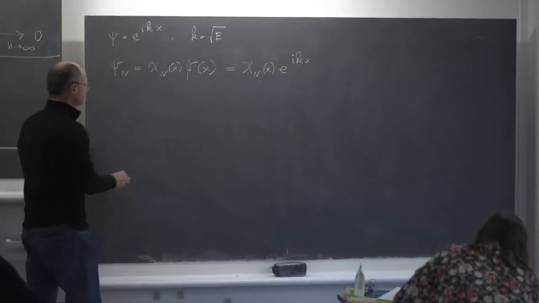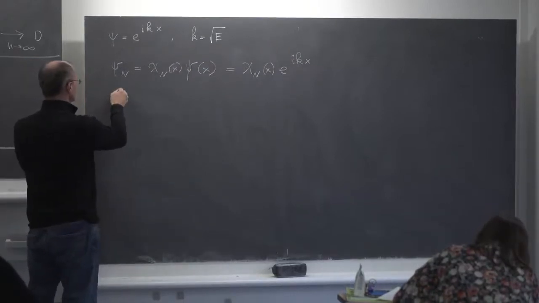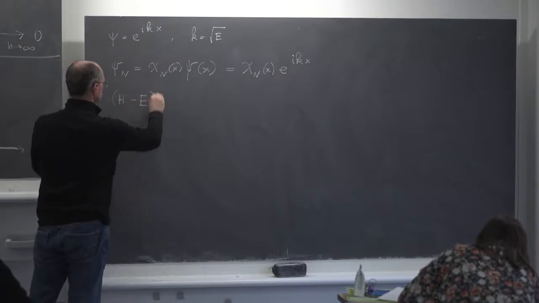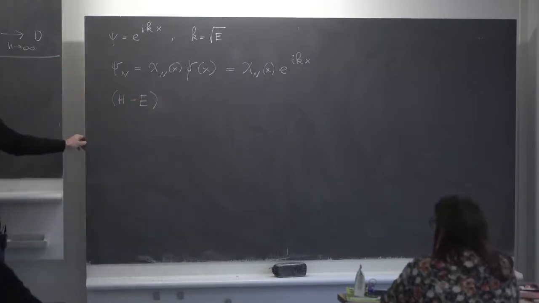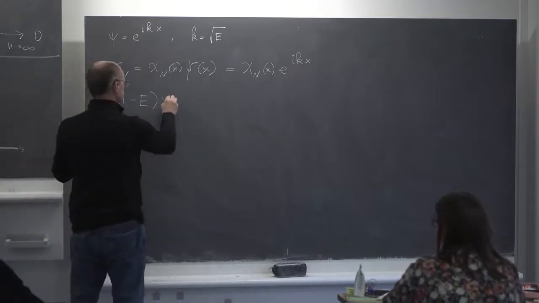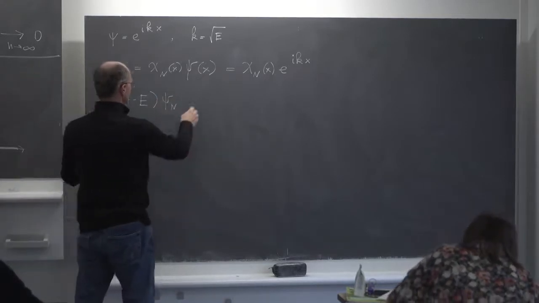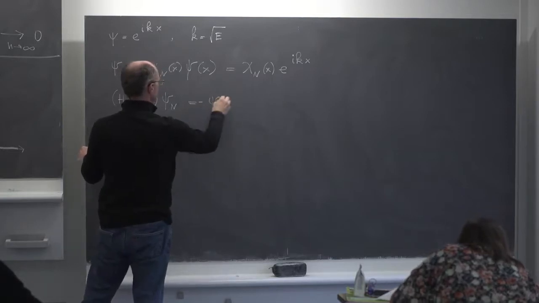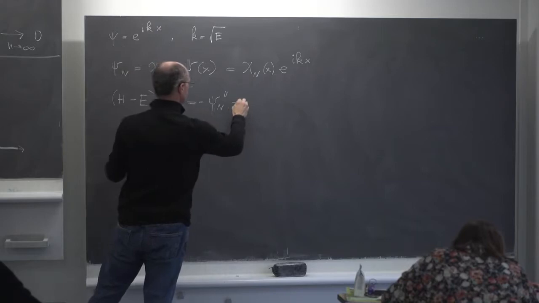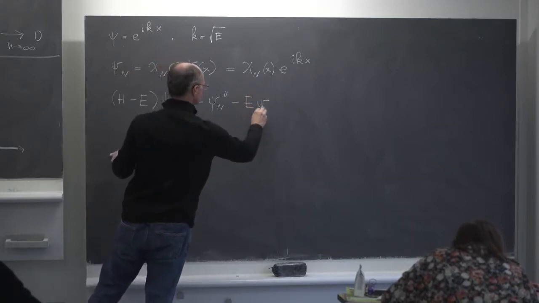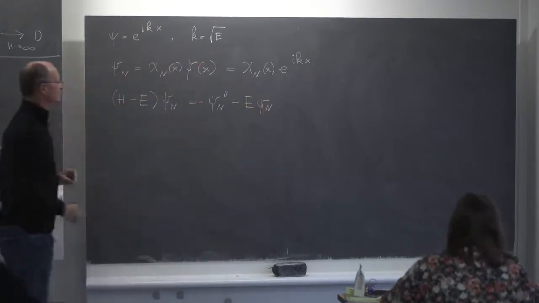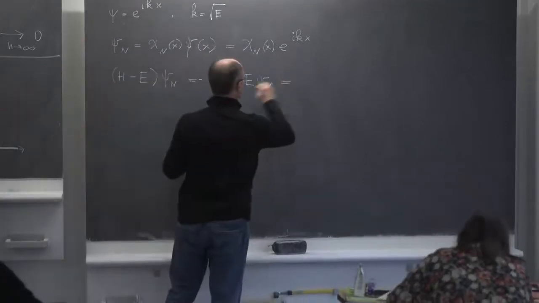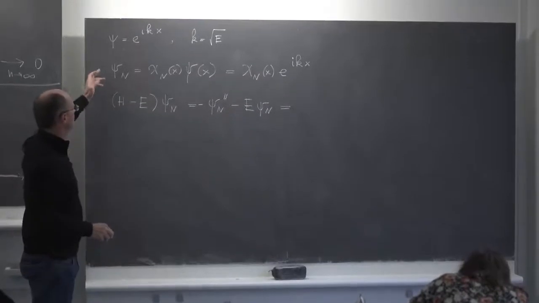Well, now let's apply the operator H minus E to psi n. So this is equal to minus psi n double prime minus E psi n. And well, what will happen? Let me write it down.